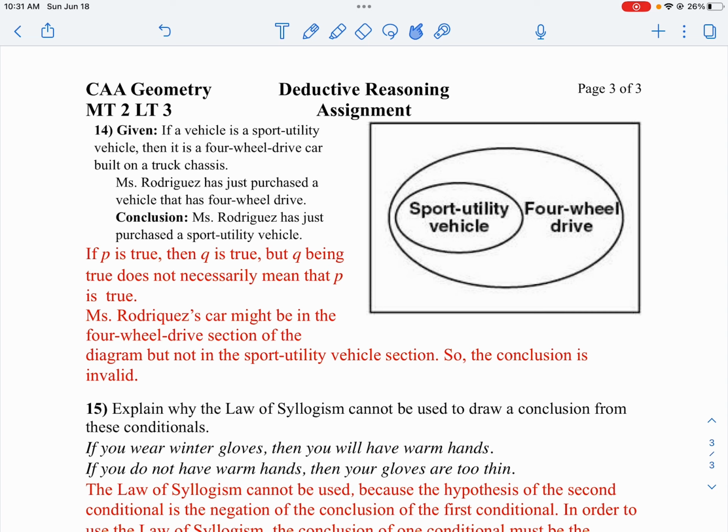Number 14, we're told if we have a sports utility vehicle, then it's a four-wheel drive built on a truck chassis. We're told Mr. Rodriguez purchased a four-wheel drive vehicle. So I'll put R for Rodriguez. Our conclusion is he has purchased a sports utility vehicle. Well, I put it in the wrong spot, didn't I? He purchased a four-wheel drive, which is right here. Now, since he purchased a four-wheel drive, he could have purchased a sports utility vehicle, but he doesn't have to. So that is invalid.